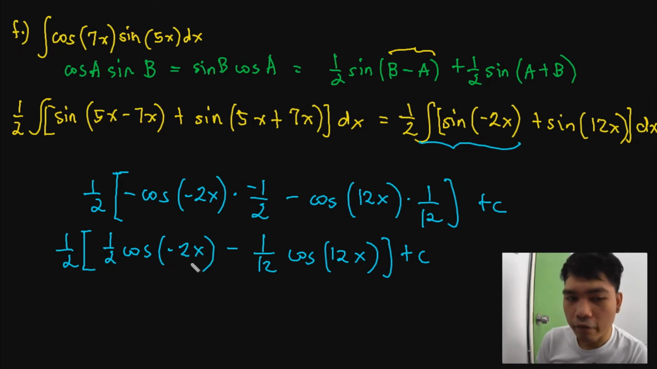So, 1/2 cosine of negative 2x. If we try to differentiate, diba, 1/2 times negative sine of negative 2x times negative 2, which cancels out yung ating negative sign, which gives you the value of sine of negative 2x, as well as this one, diba, negative sine 12x to, then times 12. So, therefore, tama yung ating sagot.